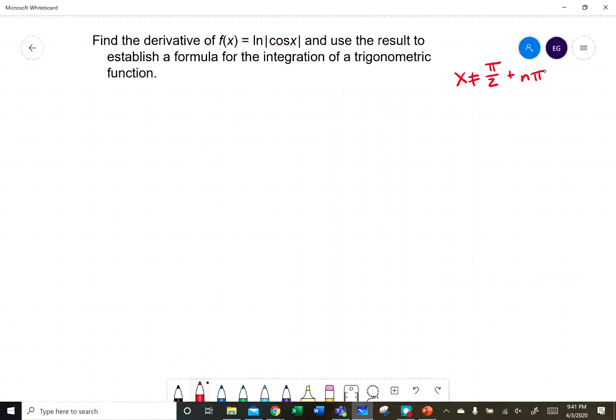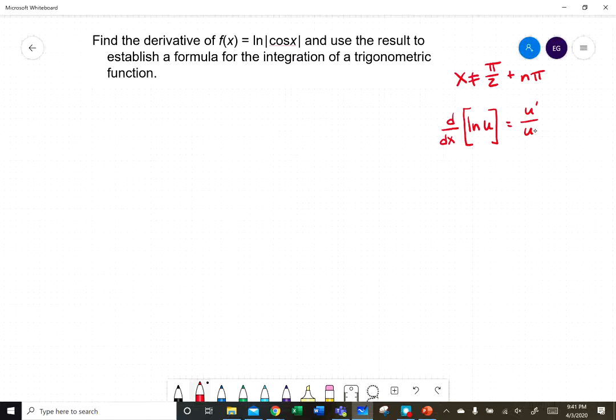Okay, so those are the values where the cosine function is 0, or this natural log function f of x is undefined. And we also know that the chain rule version of the derivative of the natural log function, the derivative with respect to x of ln of u, where u is some function of x, is equal to u prime over u.